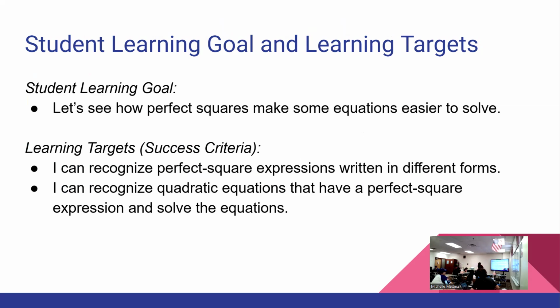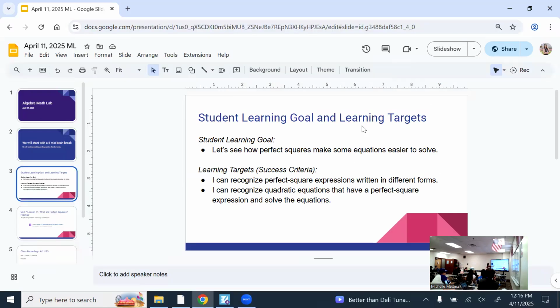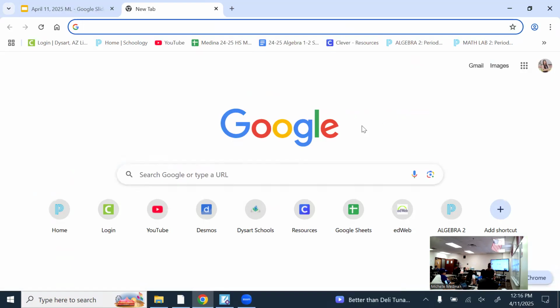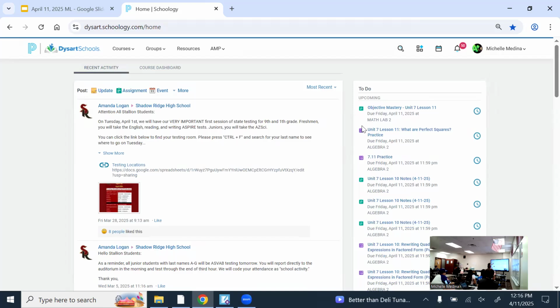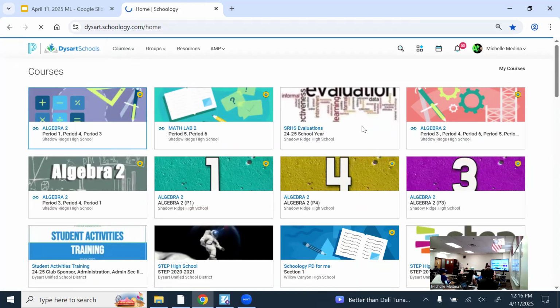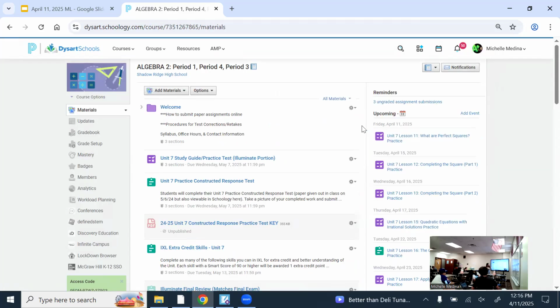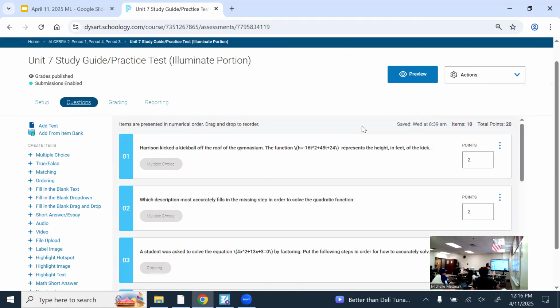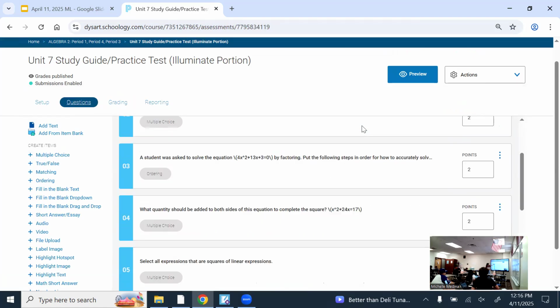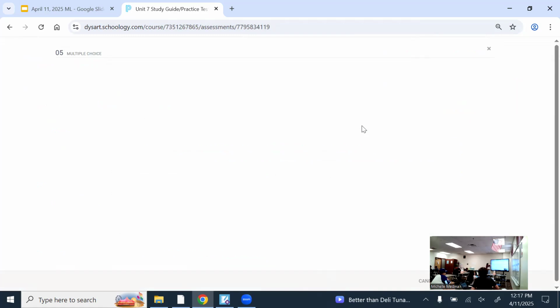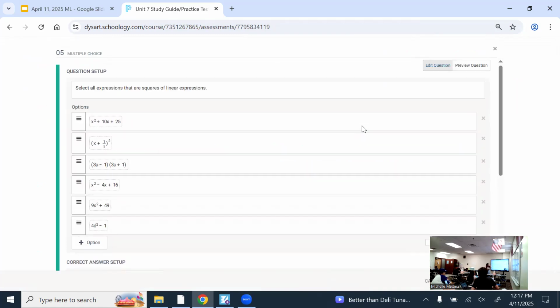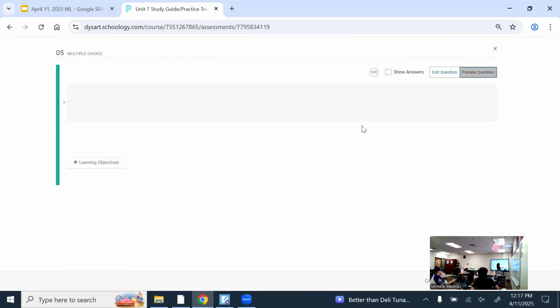Today's lesson specifically, and let's actually even look at the study guide, because the study guide was just like your real test. We are assessing you on if you can identify perfect squares. So let's see. Okay, select all expressions that are squares of linear expression.